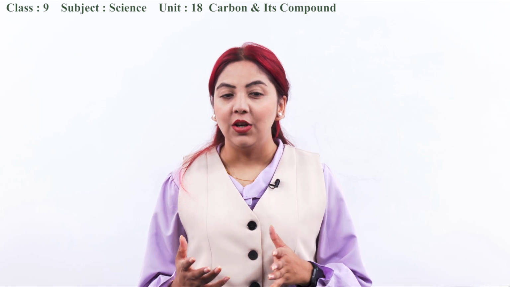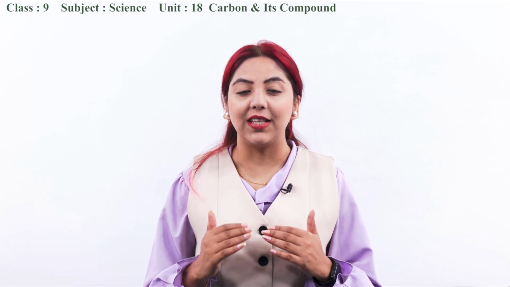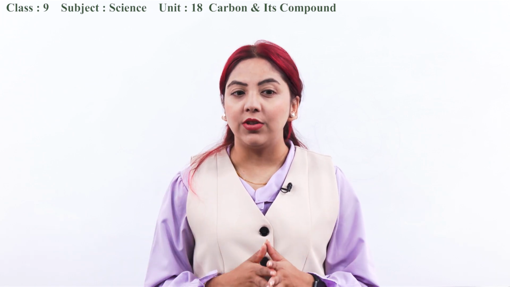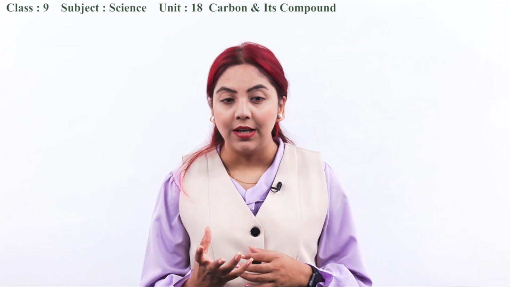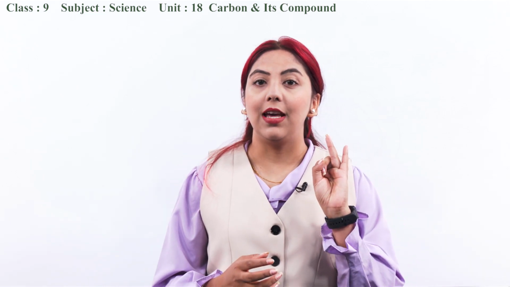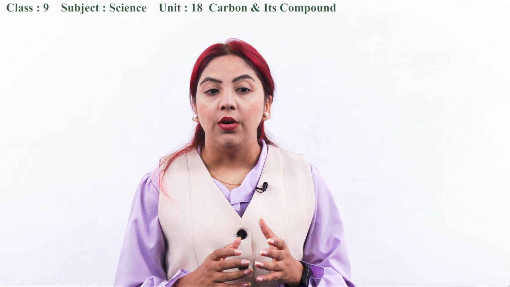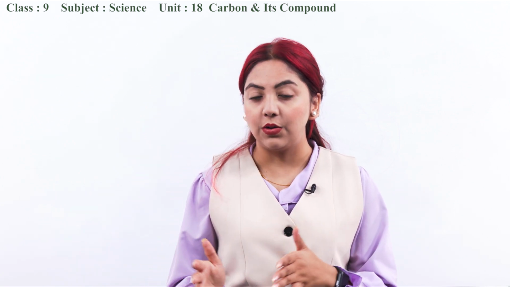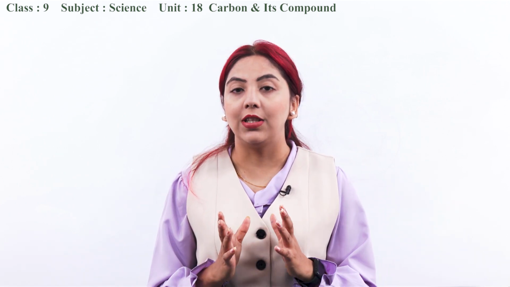Today in this class, we will be continuing the chapter Carbon and its Compound under the subject Science and Technology, Class 9, Unit 18. Now in the previous class, we studied about carbon, sources of carbon, allotropes of carbon, as well as both the crystalline and amorphous allotropes of carbon. We also studied about the chemical and physical properties of carbon. Now, we studied about carbon and the chapter's name is Carbon and its Compound. So, in today's class, we will focus on the compound part of this chapter.